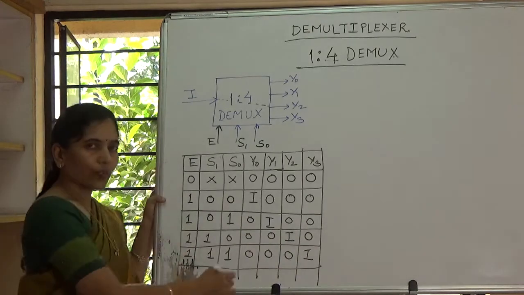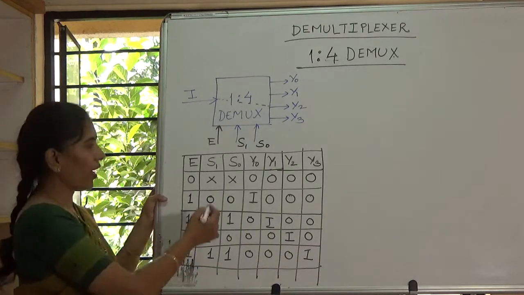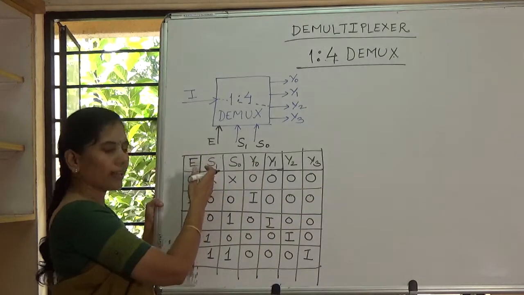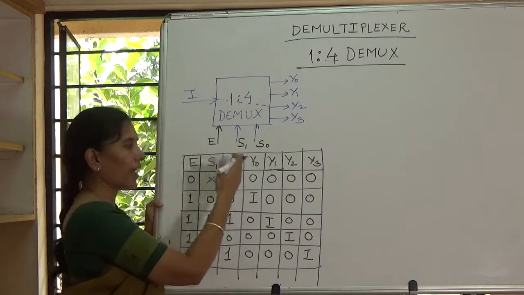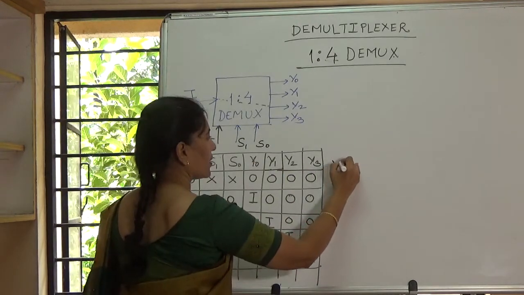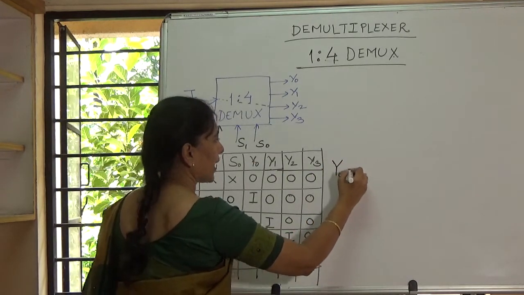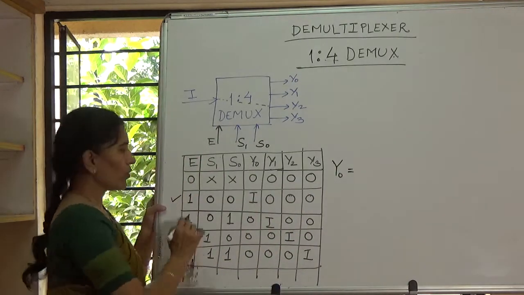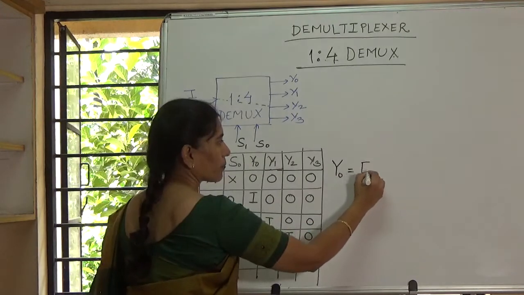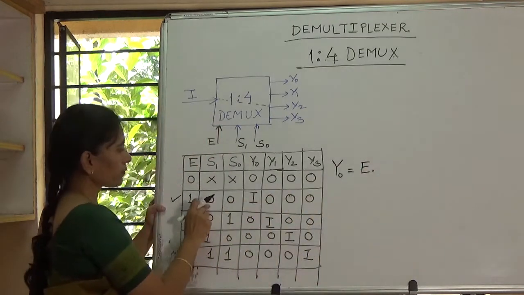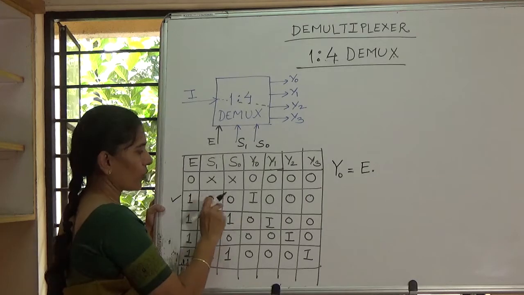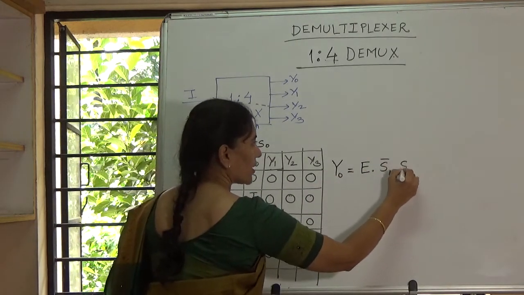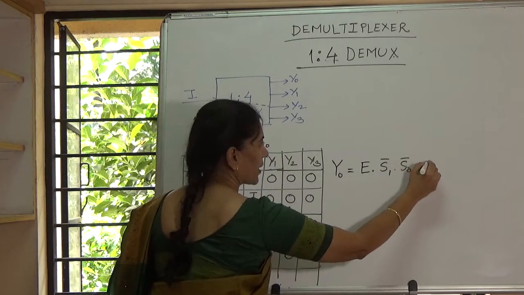So with this we can write the expressions for Y0, Y1, Y2, Y3 in terms of S1, S0, E and I. So Y0 can be written as: Y0 is I only for this particular combination, which is E dot, both S1 and S0 are 0, 0. So it is E dot S1 bar dot S0 bar dot I.